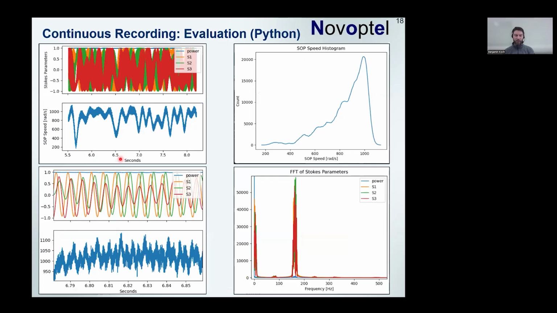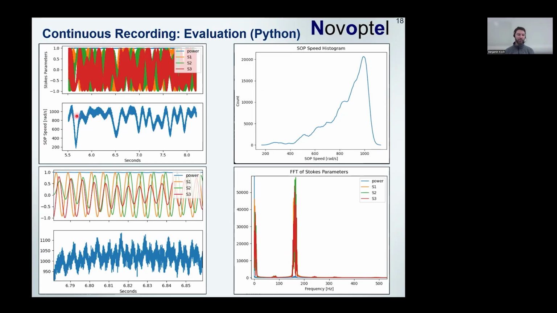And at last, we have one continuous recording example. We took such a file and then evaluated it with Python. We took about 3 seconds from the file here. Here you see the evaluation of the Stokes parameters. You see very fast fluctuations here, and the script calculated the SOP speed from it.